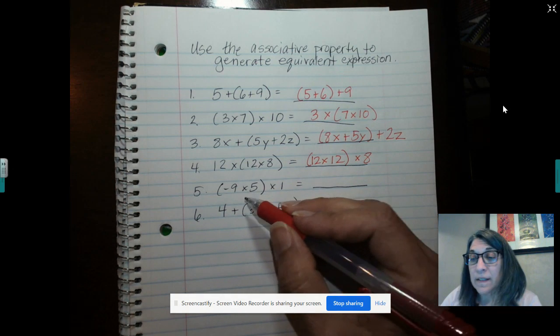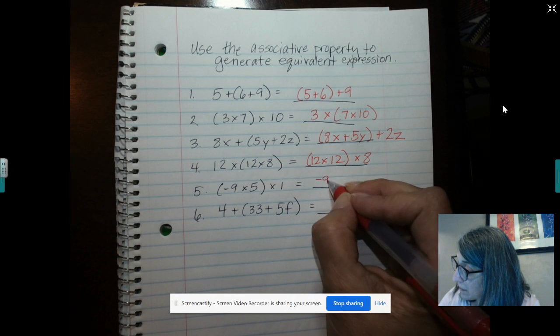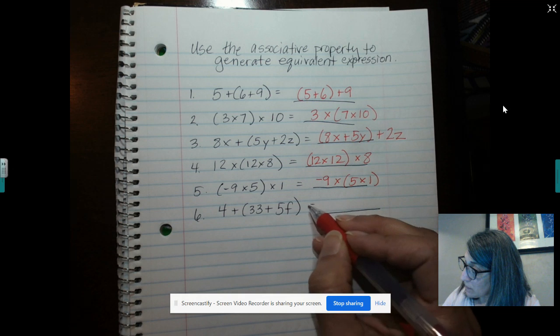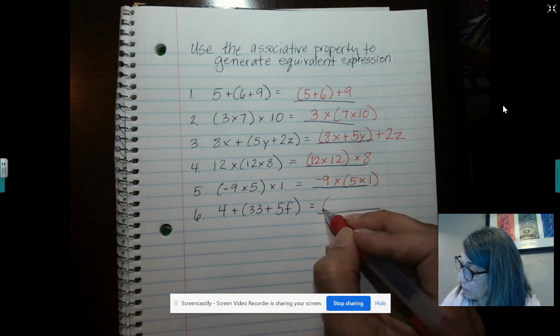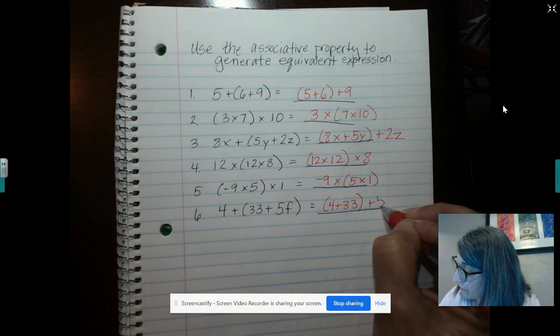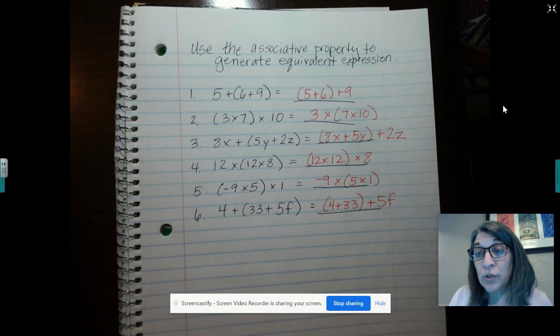This time, these guys are in the parentheses, and this time I'm going to leave negative 9 out here by itself. And I'm going to put 5 and 1 inside the parentheses. And then this one is addition. So I'm going to put 4 and 33 together this time. And this time we're going to leave 5f out all by himself. Okay, so that's the associative property.